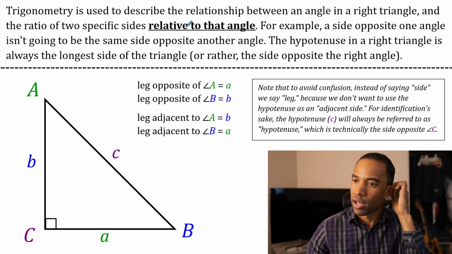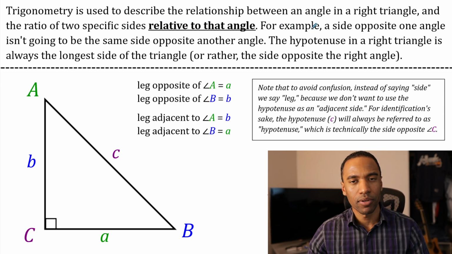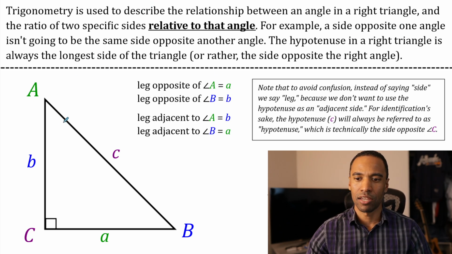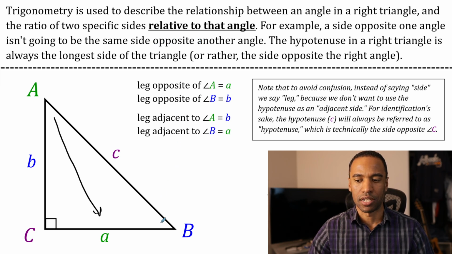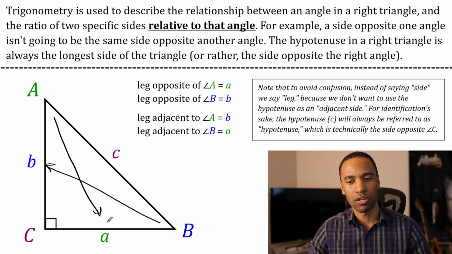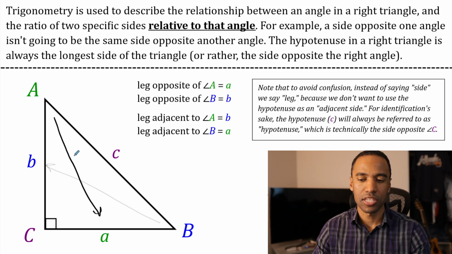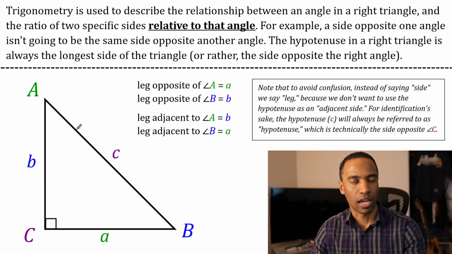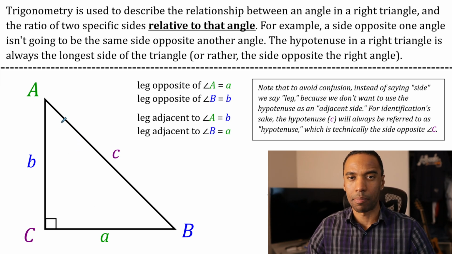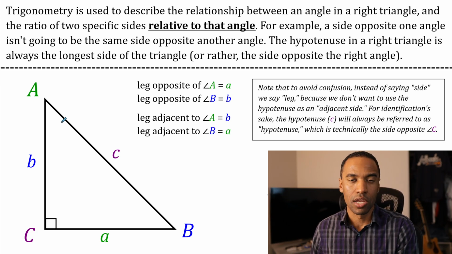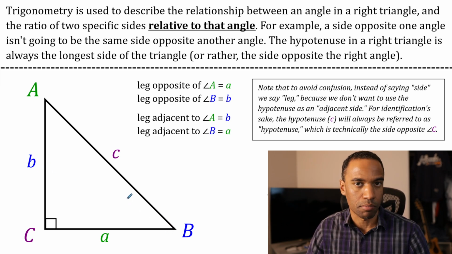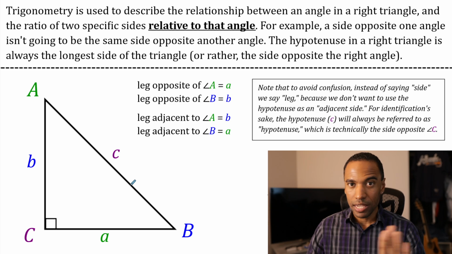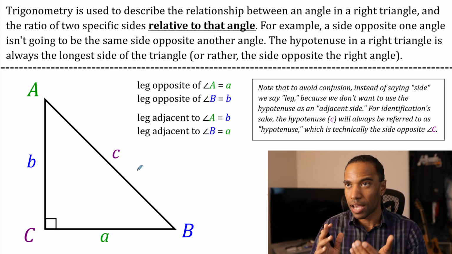Now, when I said relative to that angle, for example, guys, a side opposite one angle isn't going to be the same side opposite another angle. Opposite angle A is side length A. Opposite angle B is side length B. So when I say opposite, opposite what, right? It's always opposite the angle we're referring to. If I'm talking about angle A and I say opposite, I better not answer B, because that's opposite B, if that makes sense. Now, like I said, we'll be getting more into this. If you're already confused, that's kind of okay.